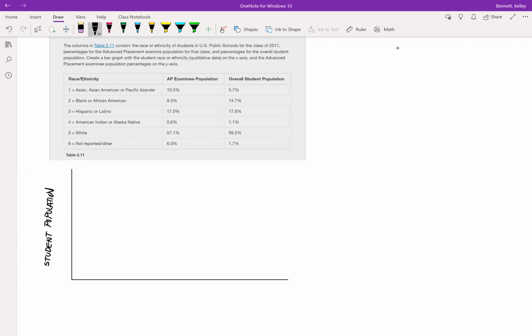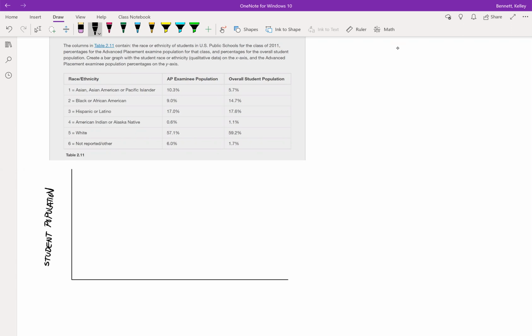So all things being equal, it should be the case that Asian Americans should be 5% of the AP examinee population as well. But they're actually twice as likely to be an AP examinee, right? They went from 5% of the student population to 10% of the AP exam population. So their likelihood of taking the AP exam is a lot higher.